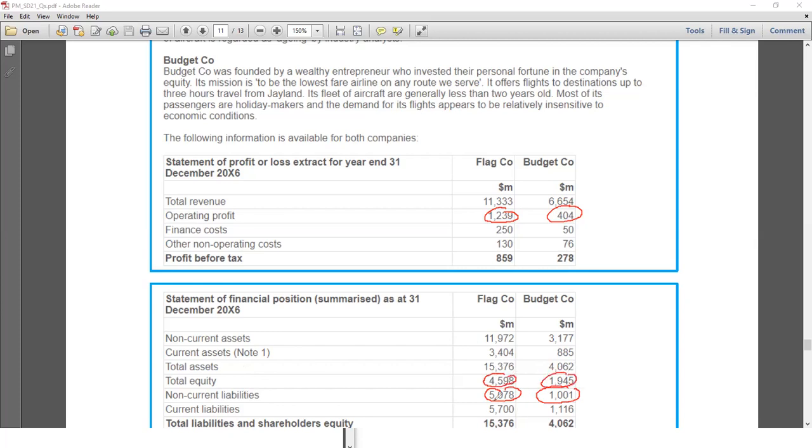So please, can you add up these two? Add up these two. So that divided by these two. And that divided by these two. What answer do you get?